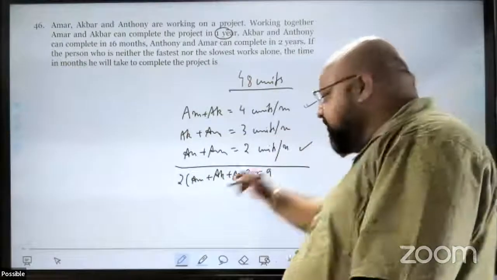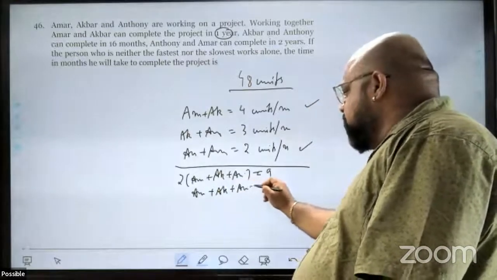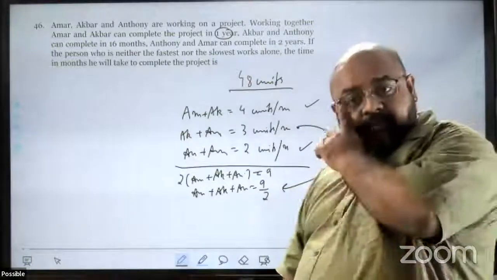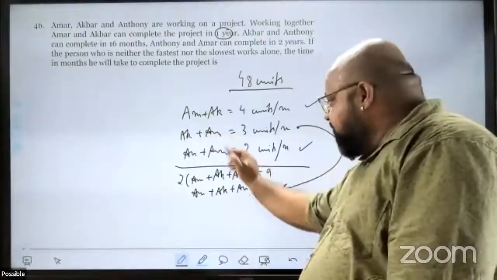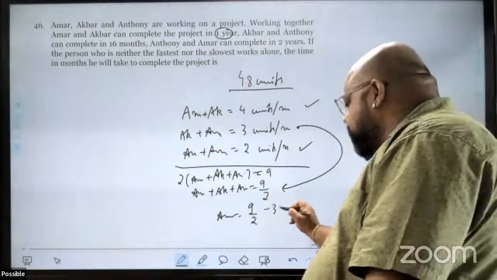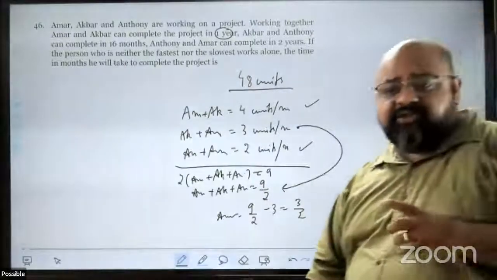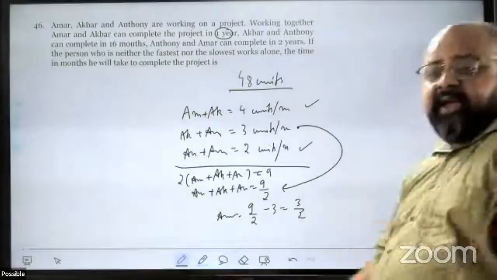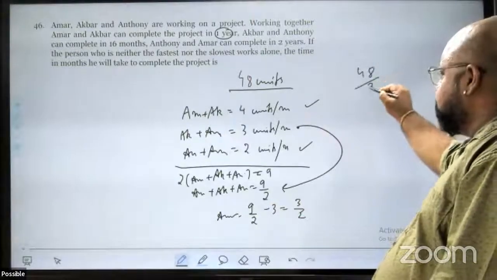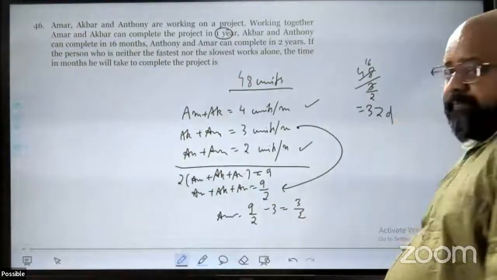Therefore, Amar plus Akbar plus Anthony is nothing but 9 by 2. I subtract Akbar and Anthony from here, right? And therefore, if I subtract Akbar and Anthony, Amar will come out to 9 by 2 minus 3 in terms of efficiency, which is nothing but 3 by 2. So this will be the efficiency of the person who's neither the fastest nor the slowest, and therefore the amount of time that he will take to do the work will be work upon his efficiency, which will come out to 32 days, the answer.